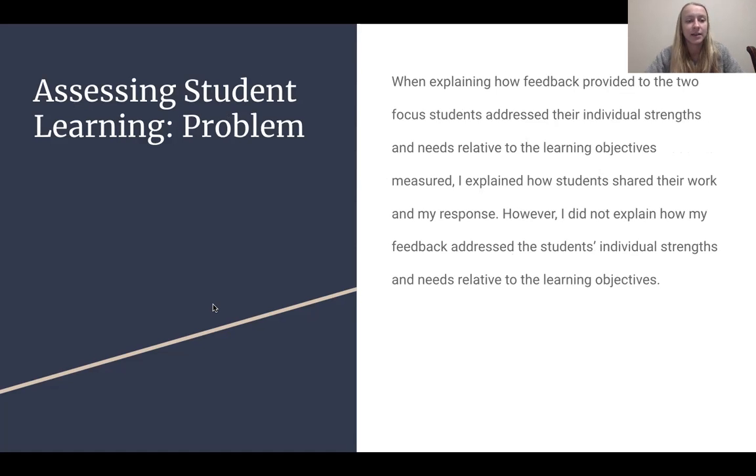When assessing student learning, the problem that I identified was that when explaining how feedback provided to the two focus students addressed their individual strengths and needs relative to the learning objectives measured, I explained how the students shared their work and I explained my response. However, I did not explain how my feedback addressed the students' individual strengths and their needs relative to the learning objective.